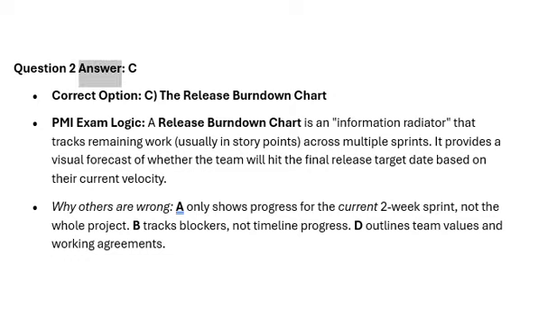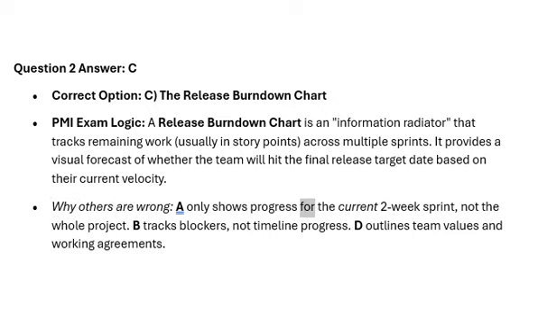Question 2 answer. C. Correct option. C. The release burndown chart. PMI exam logic. A release burndown chart is an information radiator that tracks remaining work, usually in story points, across multiple sprints. It provides a visual forecast of whether the team will hit the final release target date based on their current velocity.